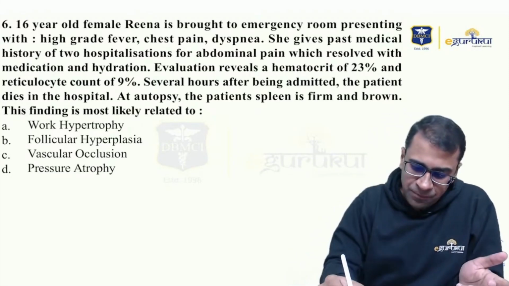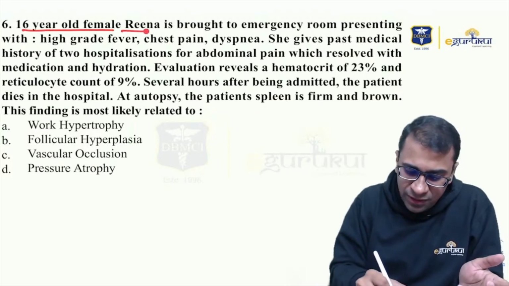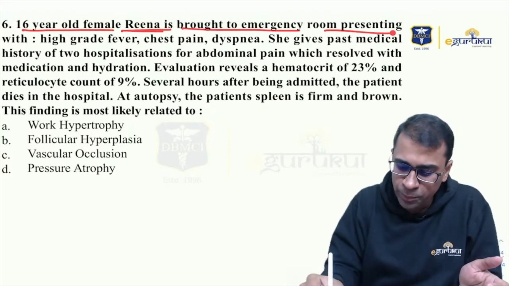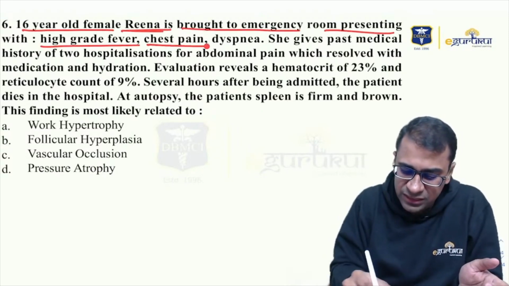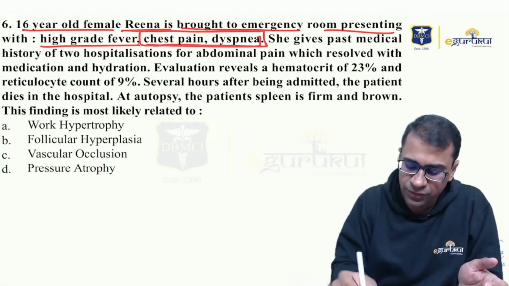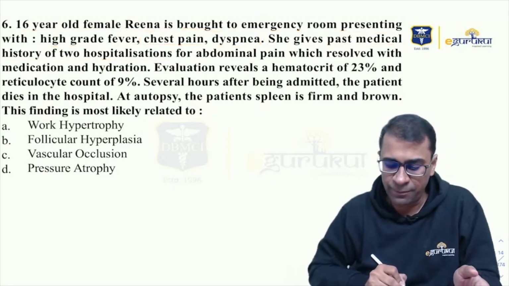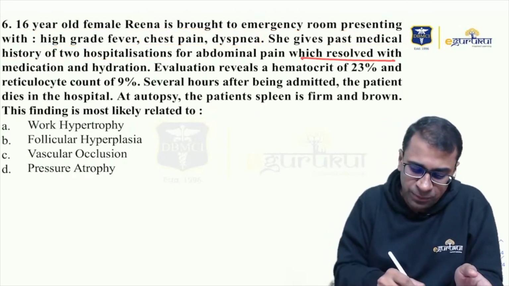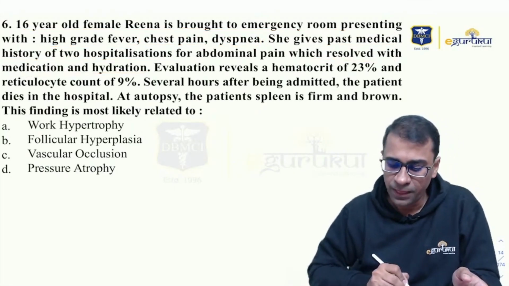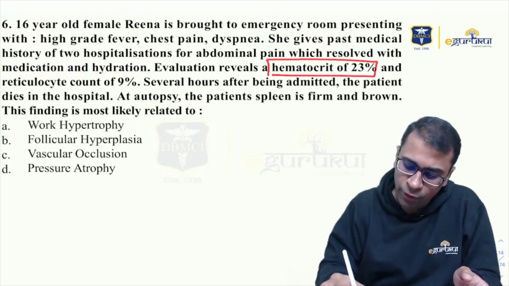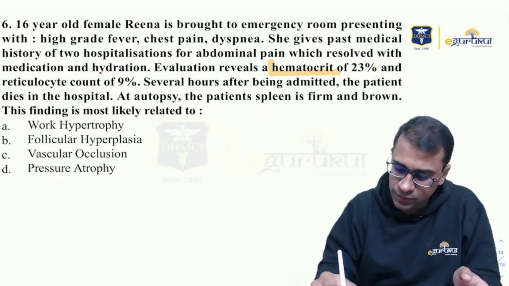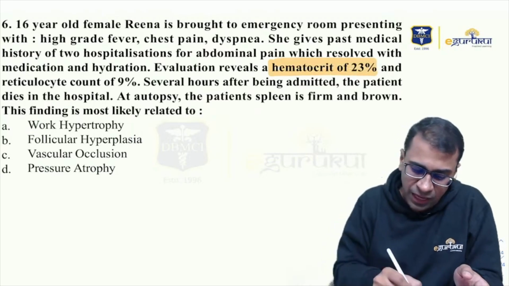Question 6. A 16-year-old female, Reena, is brought to the emergency room presenting with high-grade fever, chest pain and dyspnea. She gives a past medical history of 2 hospitalizations for abdominal pain, which resolved with medication and hydration. She has a hematocrit of 23, which means she has anemia, and a retic count of 9.